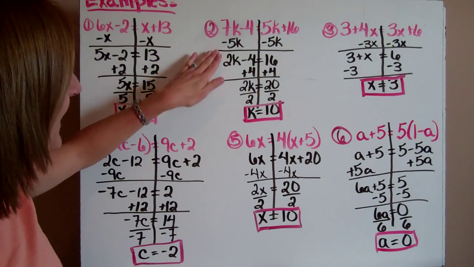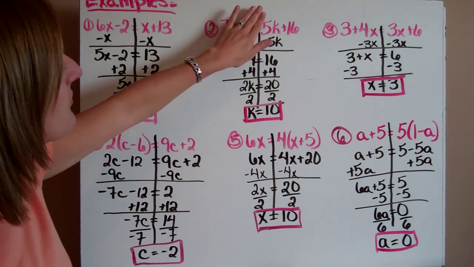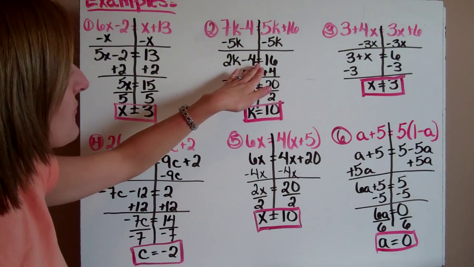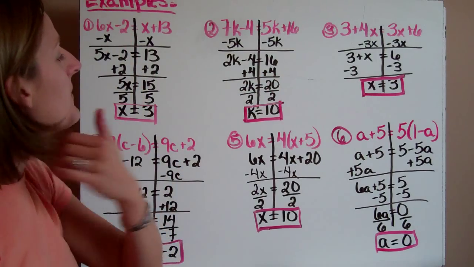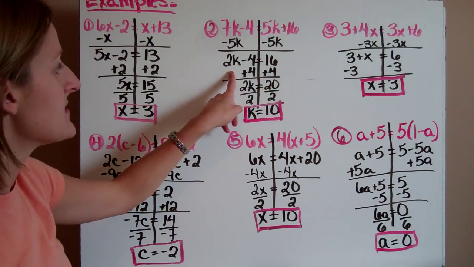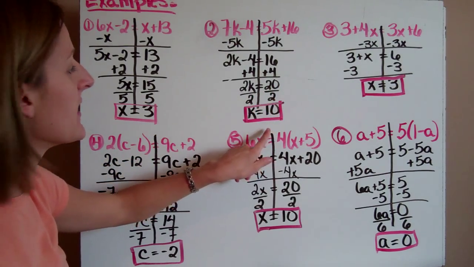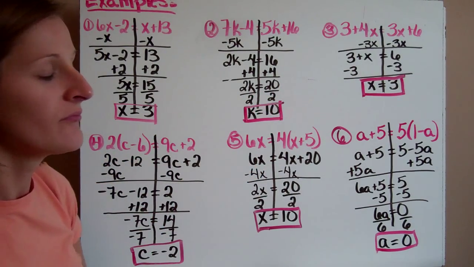7k minus 5k is 2k. And remember, 5k minus 5k, that zeroes out. So I have 2k minus 4 equals 16. I'm going to add 4 to both sides to get 2k equals 20, and then divide each side by 2 to get k equals 10.